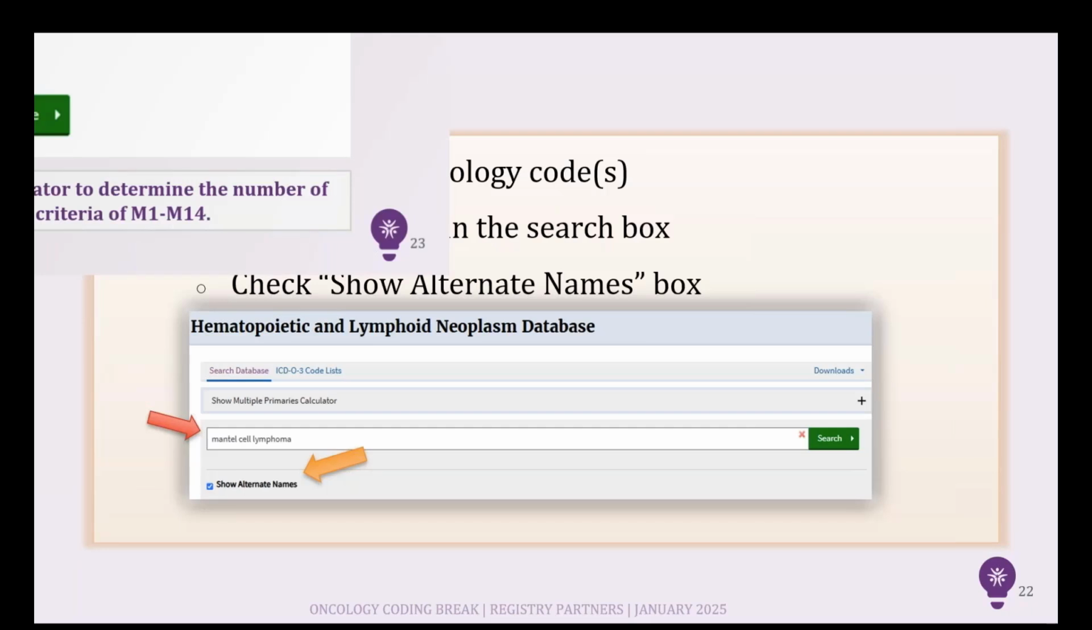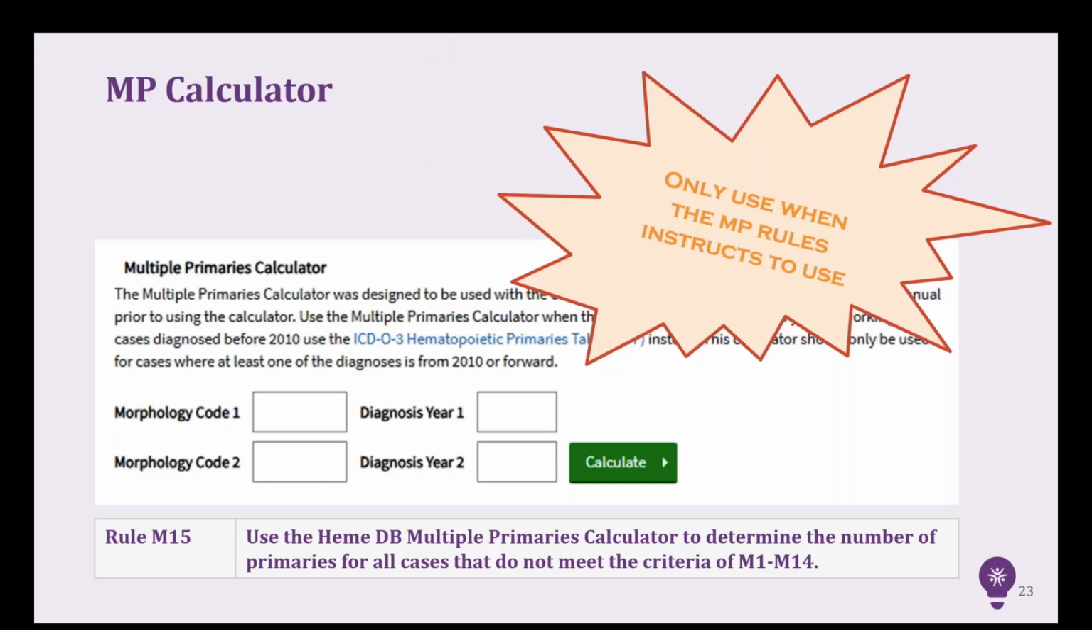And as we're talking about the heme database, I want to remind everyone that the multiple primaries calculator should only be used when the rule specifically instructs you to do so, which is Rule M15. I know it may be tempting to jump through and just go straight to the calculator, but always start with Rule M1, go through the rules in order, and stop at the first rule that applies. If you skip ahead to the calculator, this may lead to the incorrect number of primaries.